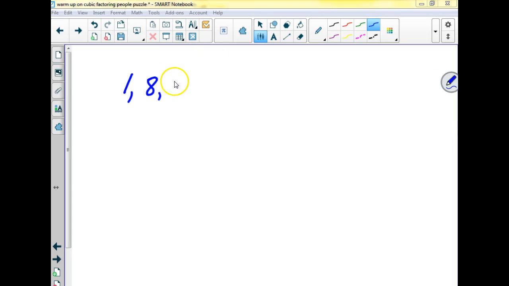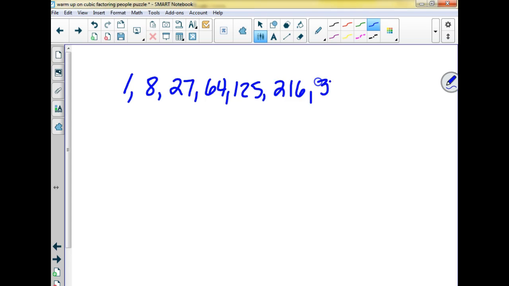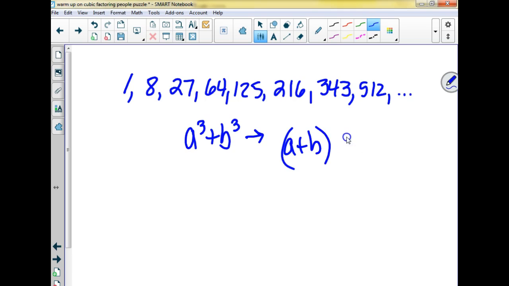All right, so 3 cubed is 27, 4 cubed, 5 cubed, 6 cubed, 7 cubed is 343, 8 cubed is 512. Beyond that, I don't think I need to know necessarily. So the pattern is when you have a cubed plus b cubed, it factors as a plus b, and then this one is a squared, ab, and b squared. But this is what someone taught me to remember the signs.